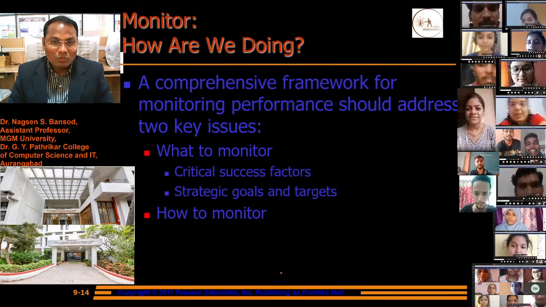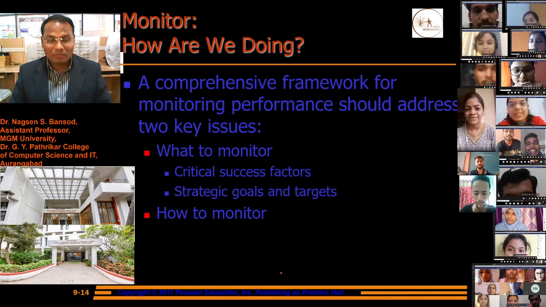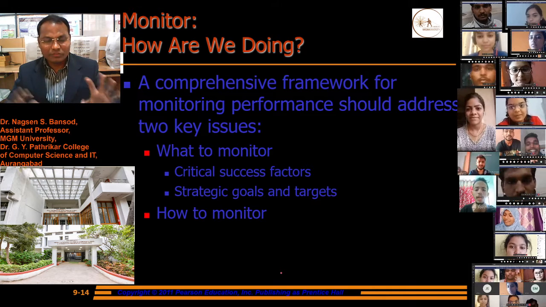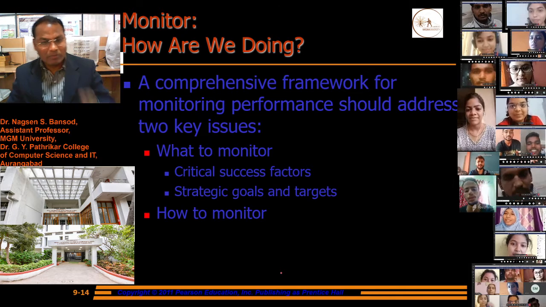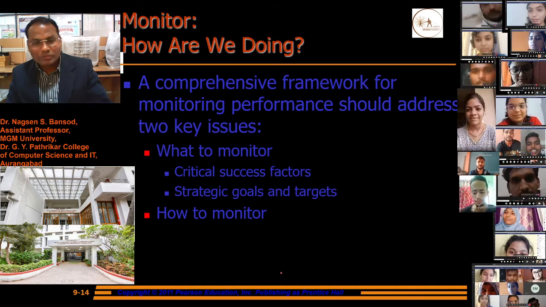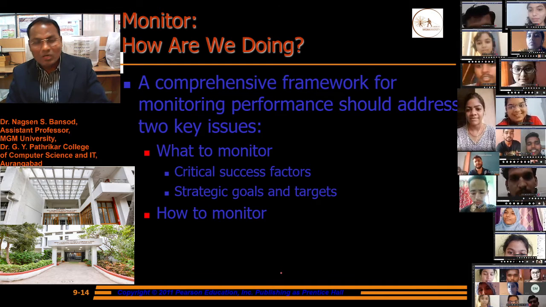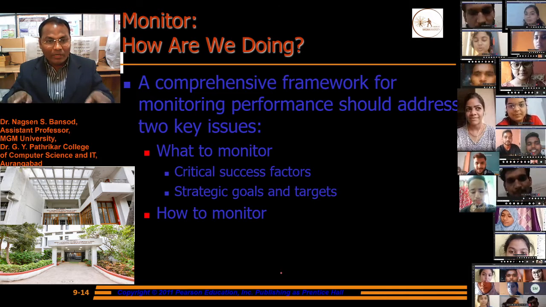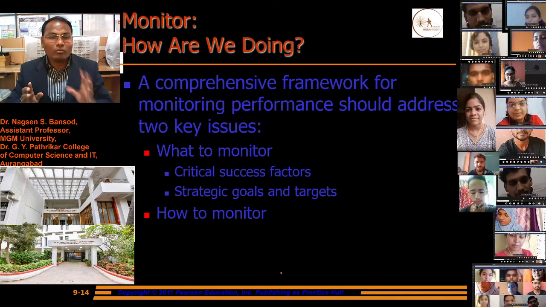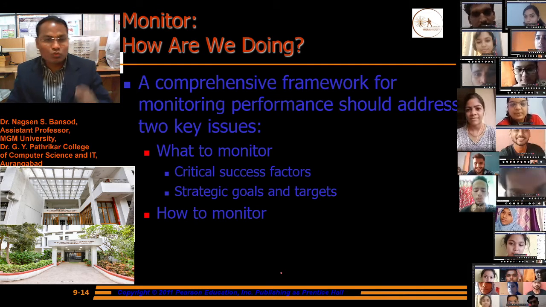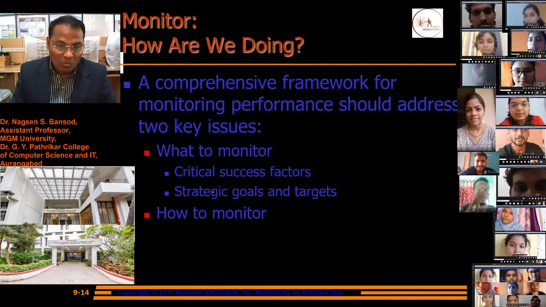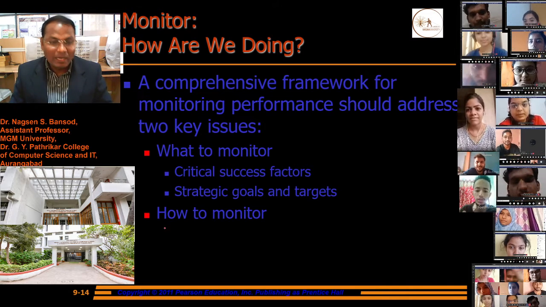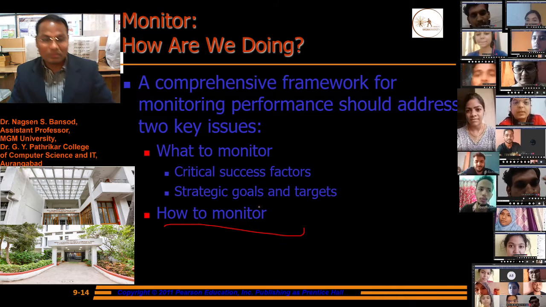How are we doing? Monitor. Now, all this I said to you, how our business will perform: resources, manpower, finance, budget, objectives, incentives, rewards, all these. Now, to monitor all this setup, a comprehensive framework for monitoring performance should address two key issues. What to monitor, and how to monitor.